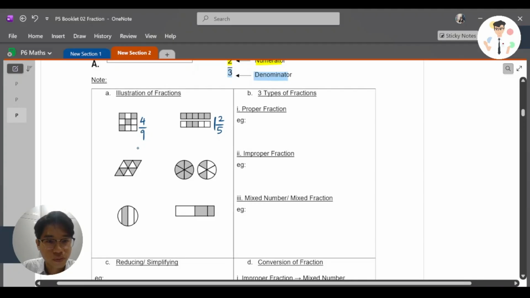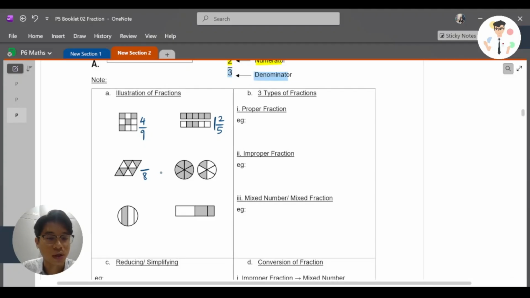Let's look at the next one. 1, 2, 3, 4, 5, 6, 7, 8. So I have 8 total parts. How many are shaded? 1, 2, 3, 4, 5. 5 are shaded. So I know this is 5 out of 8. How about this one? I have the whole thing and all are shaded. So I know this is a full 1.